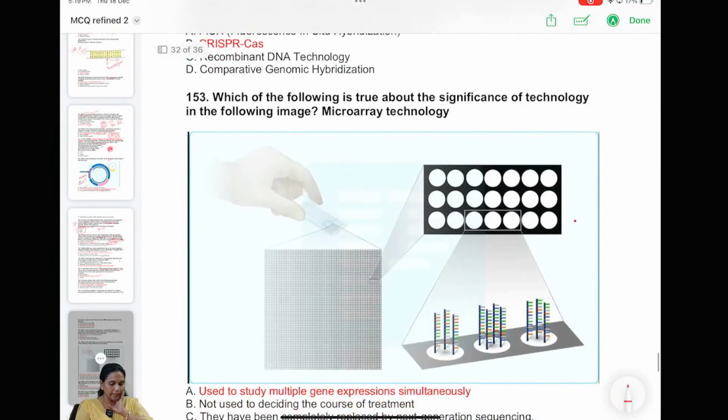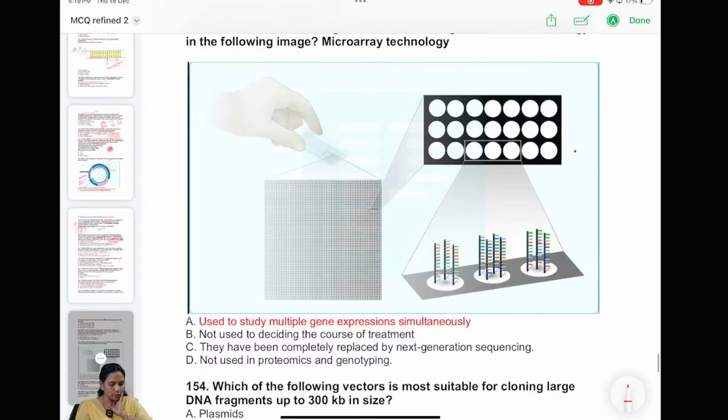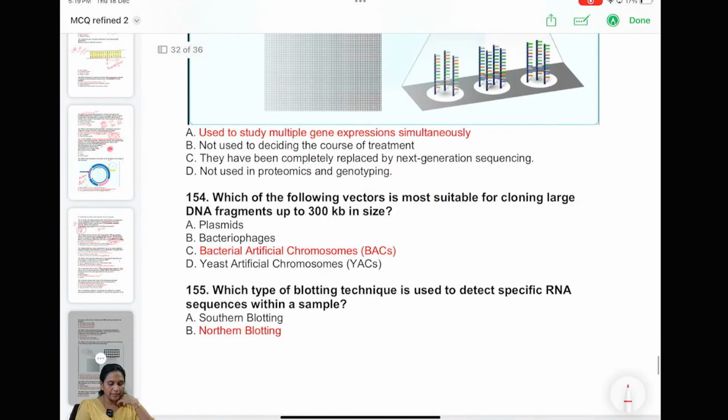What is this? This is microarray technology. What is the role? It is used to study multiple gene expressions simultaneously. There will be many microchips. Simultaneously we can read multiple gene expressions. So which of the following vectors is most suitable for cloning large fragments? 300 kb means bacterial artificial chromosome. 600 kb means yeast artificial chromosome. Okay, yeast means 600 kb, bacterial means 300.